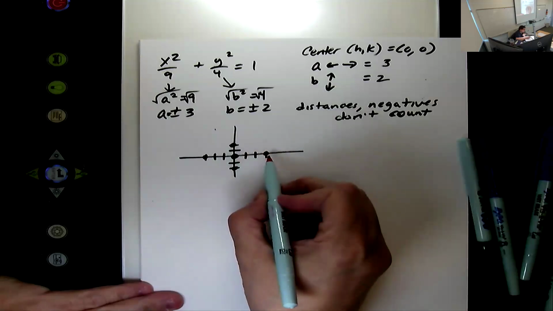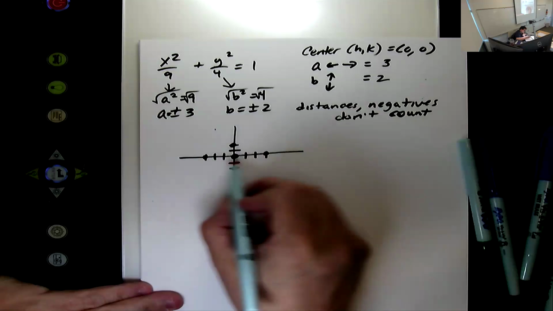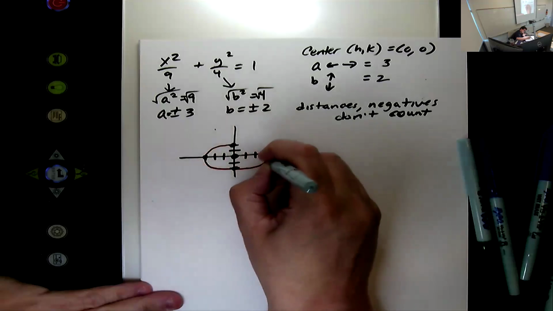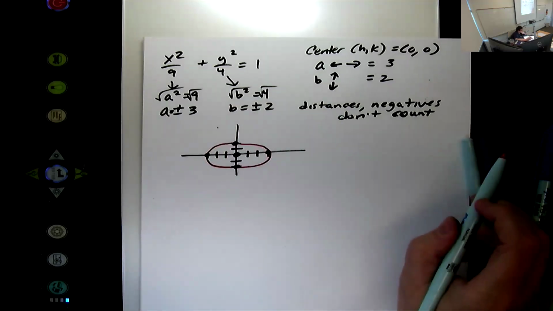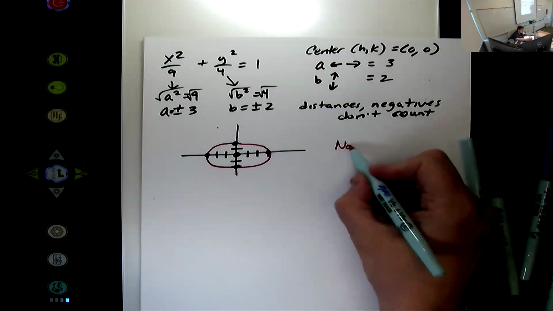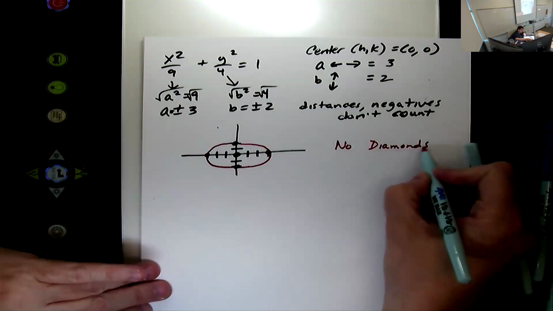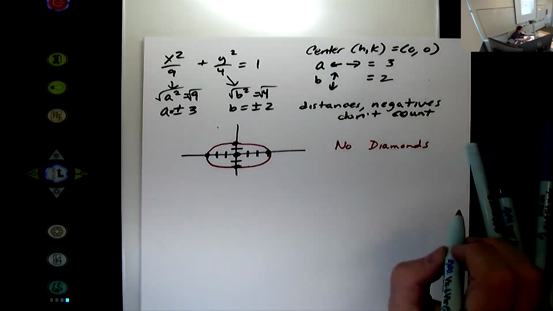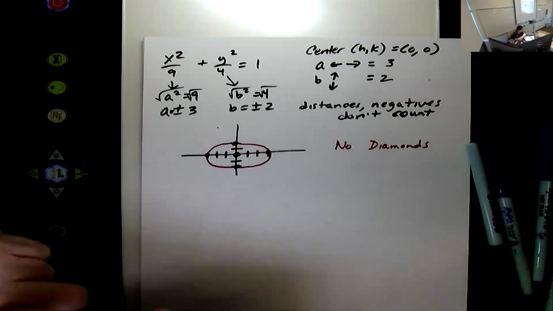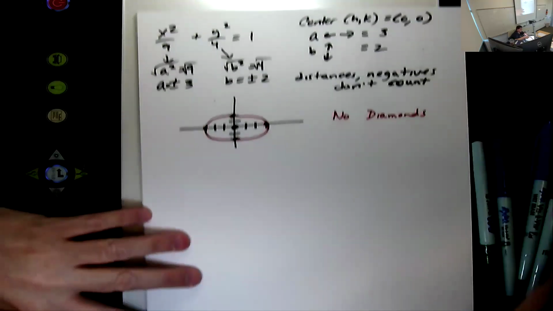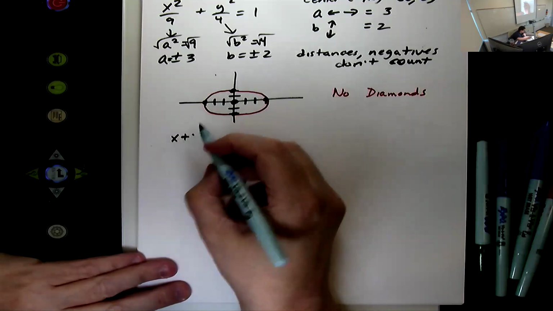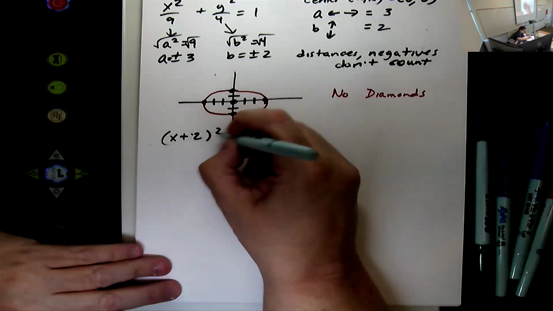Kind of like we did with the circle, we went left and right R, up and down R. Now we're going left and right A, up and down B. And just like with the circle, we're going to connect it in a nice curvy shape. Again, no diamonds. It should look kind of flattish along each point a little bit. Let me give you guys one to try. Oh, no, let's shift it first. Let's do one that we've shifted.